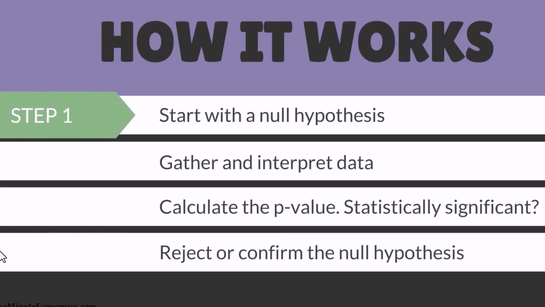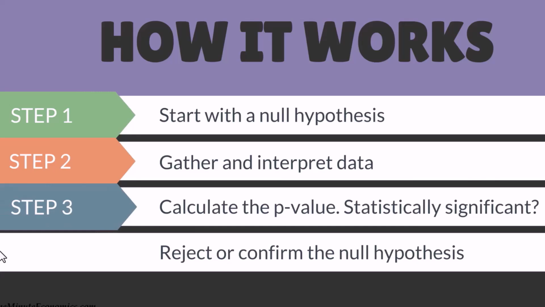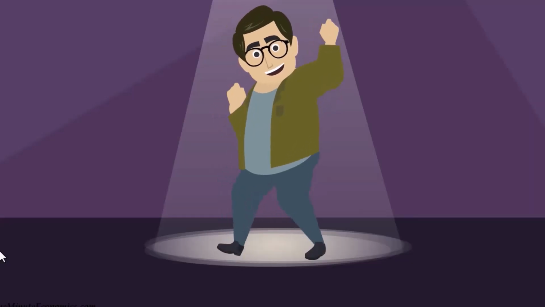1. Start with a null hypothesis. 2. Gather and interpret data. 3. Calculate the p-value to determine if your findings are statistically significant. 4. If your data supports John's claim and the p-value is lower than 0.05, you will reject the null hypothesis and John will be pleased.